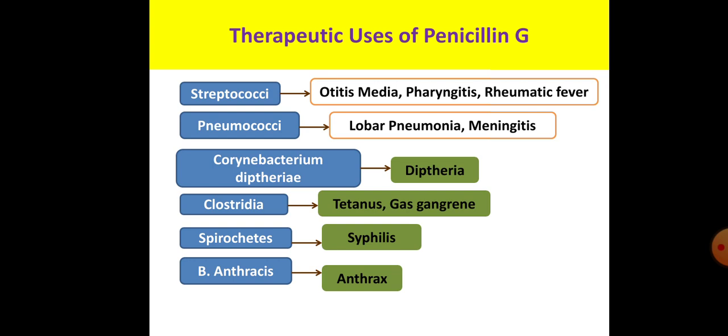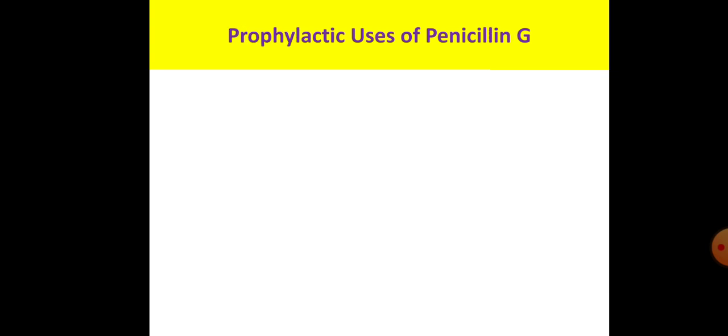And anthrax. So in all these conditions, diphtheria, tetanus, gas gangrene, syphilis, anthrax, penicillin G is the drug of choice. Now there are certain prophylactic uses of penicillin G, and that is rheumatic fever.